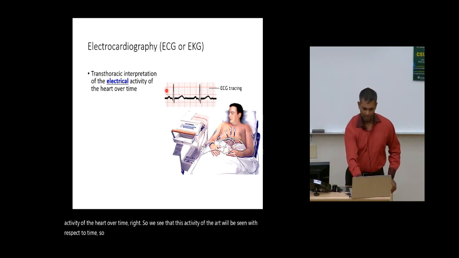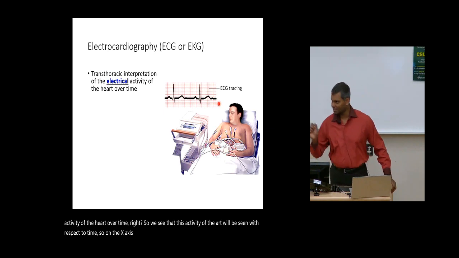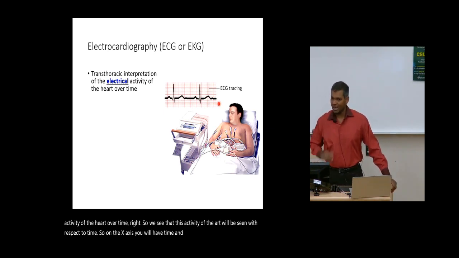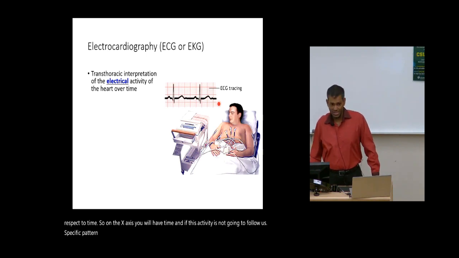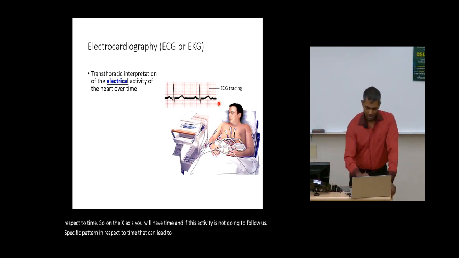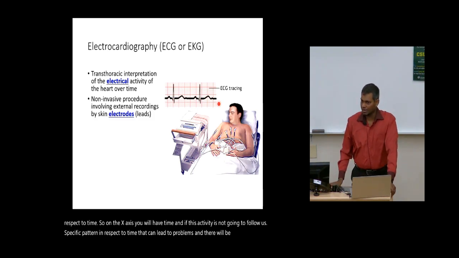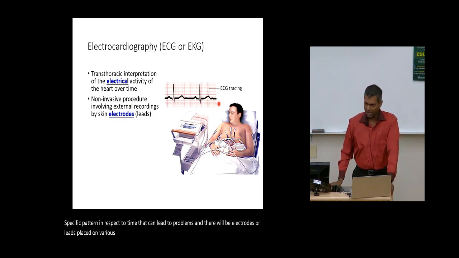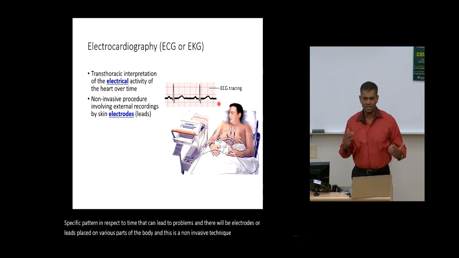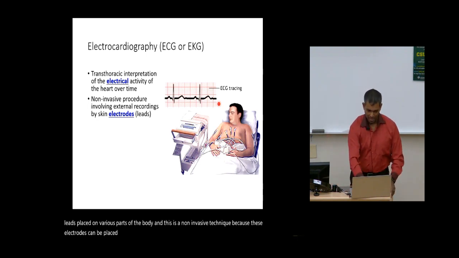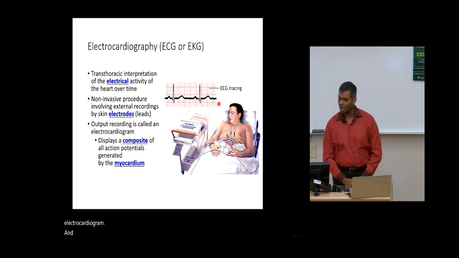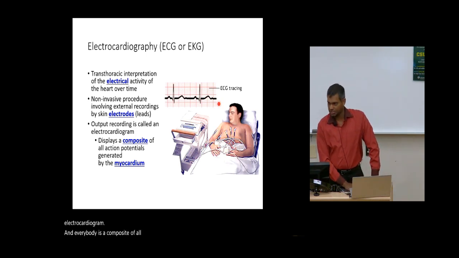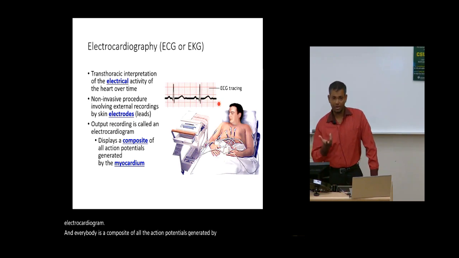So on the x-axis you will have time, and if this activity does not follow a specific pattern with respect to time, that can lead to problems. And there will be electrodes or leads placed on various parts of the body, and this is a non-invasive technique because these electrodes can be placed externally, and the output recording is what is known as the electrocardiogram. Now the electrocardiogram is a composite of all the action potentials generated by the myocardium as a whole.